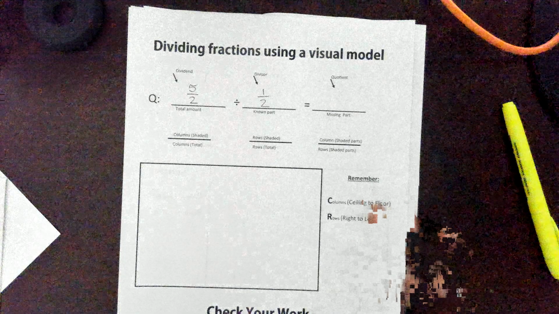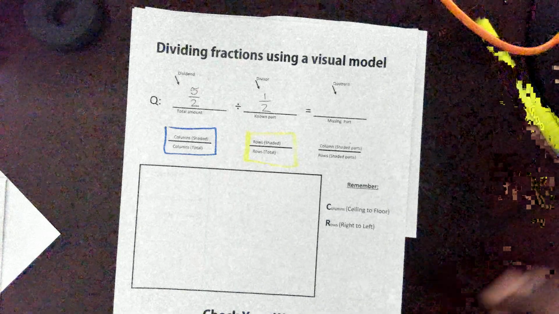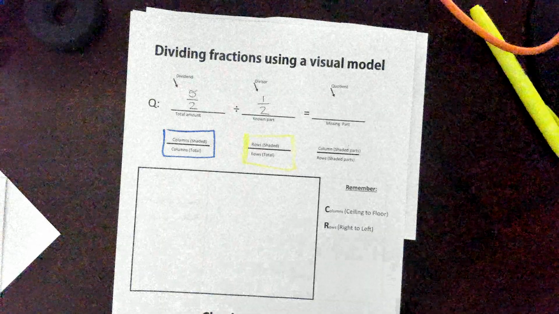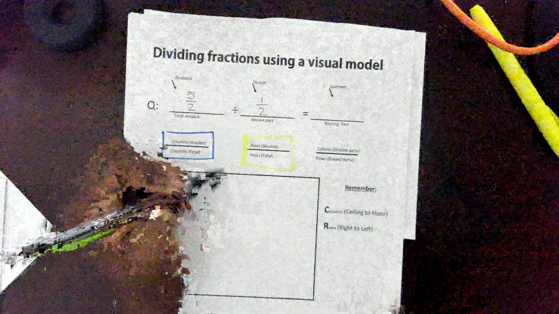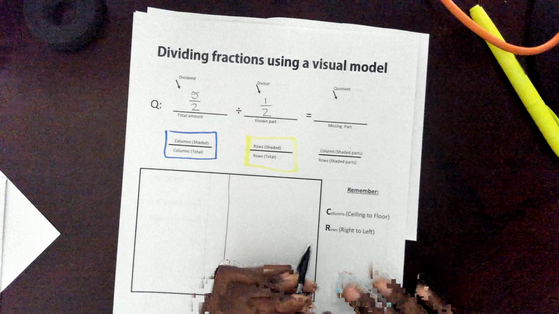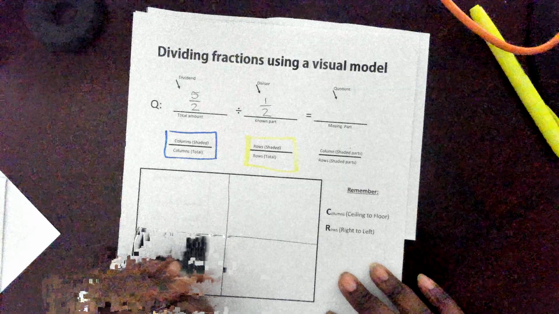All right, so the first thing that we do is we start off with our color coding. We're going to use blue and yellow this time. From our original problem, we need to know how many columns and rows we have in all. So we need a total of 2 columns. And remember, our column, C, stands for ceiling to the floor, so that's up to down. And so we have our 2 columns, and now we need 2 rows. So we're going to make 2 rows. All right, so we have our 2 rows here.